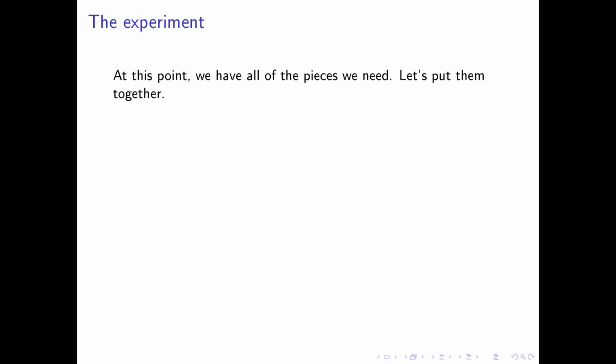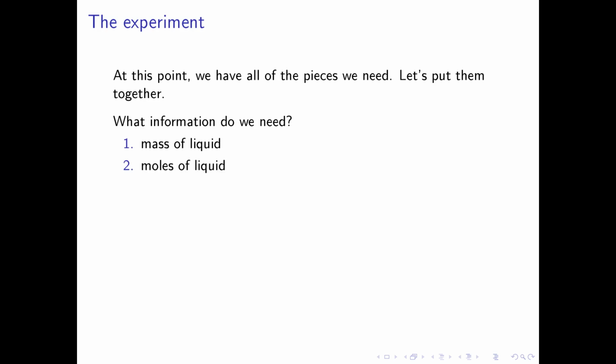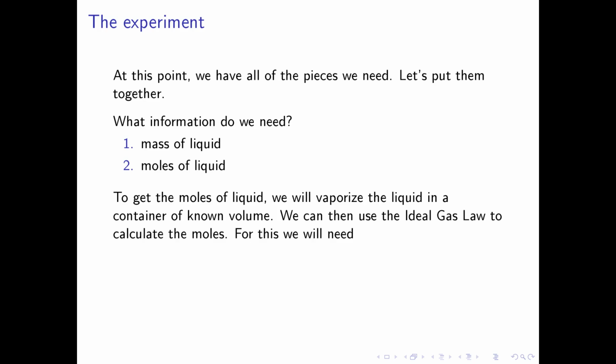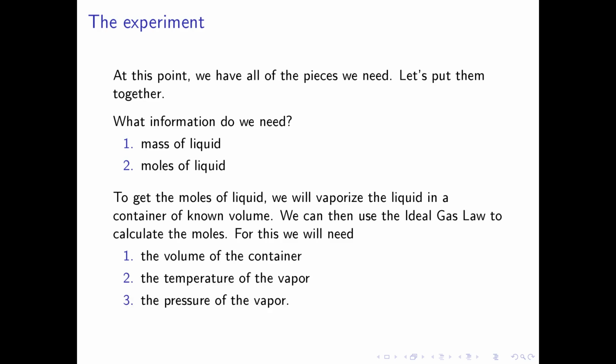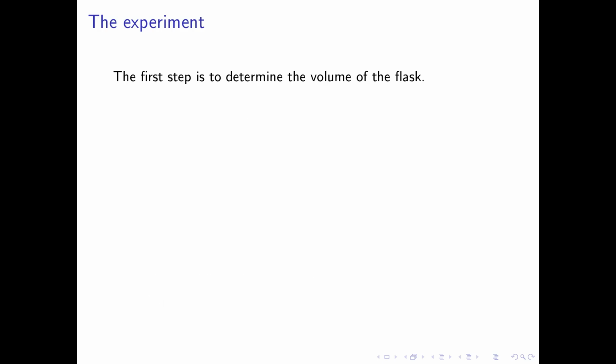At this point, we have all the pieces we need, so let's put them together. What information do we need, first of all? Well, to calculate the molar mass, we need 1, the mass of the liquid, and 2, the moles of liquid. To get the moles of liquid, we will vaporize the liquid in a container of known volume. We can then use the ideal gas law to calculate the number of moles. To do this, we will need the volume of the container, the temperature of the vapor, and the pressure of the vapor. The first step is to determine the volume of the flask.